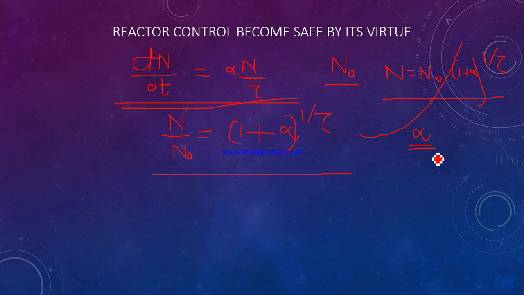If alpha is exactly equal to 0, this equation turns to n is equal to n0 into 1 to the power 1 by tau. Whatever may be the tau, 1 to the power something is 1, so n is equal to n0. That means the number of neutrons produced after a fission is nothing but the neutron which we used to bombard the fissile material. So this is the requirement for a reactor to get critical.